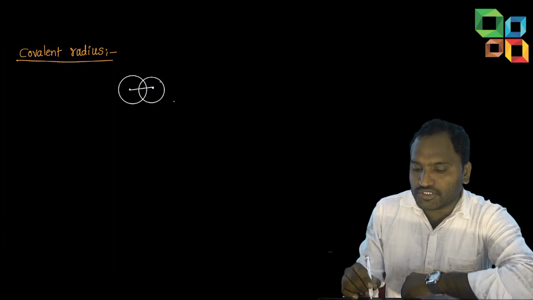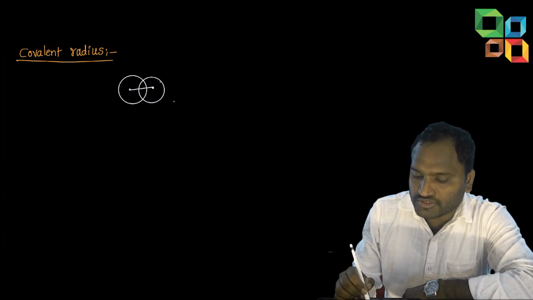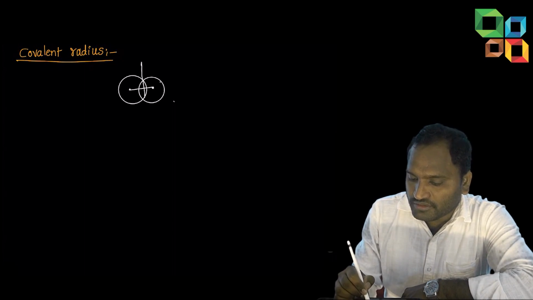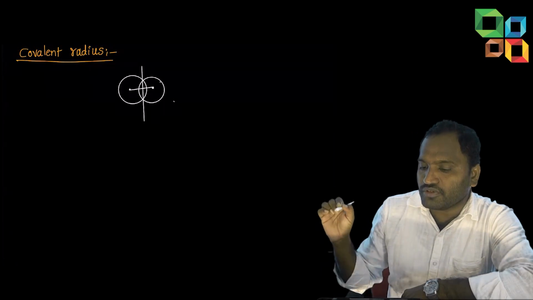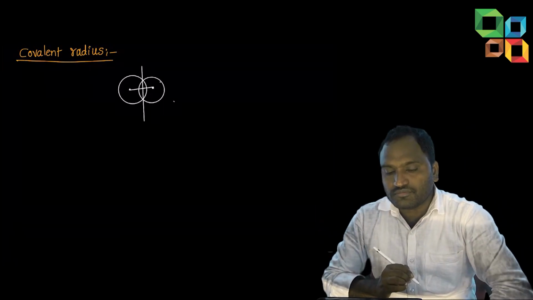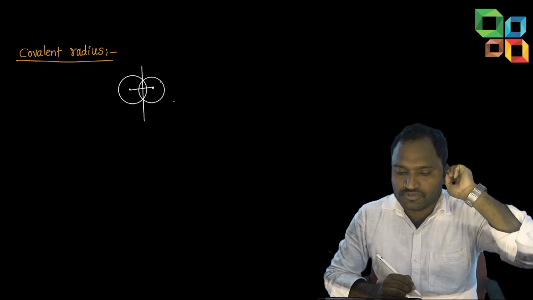This is the nucleus of one atom, and this is the nucleus of the other atom. This is the internuclear distance. If you make it half, then you will get the covalent radius of one atom.